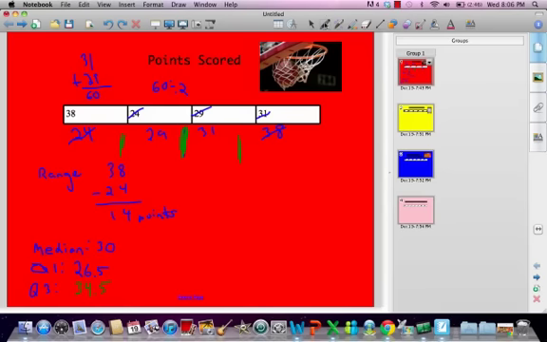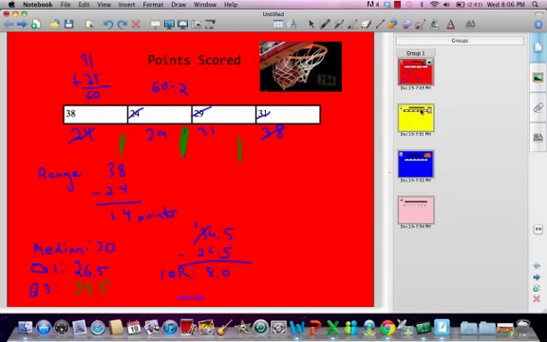And then finally, to find the interquartile range, we would just do 34 and a half minus 26 and a half. And if you do that out, you would get 8 for your interquartile range. 34 and a half minus 26 and a half is 8. We get 8.0 for your interquartile range, and we can abbreviate that IQR.